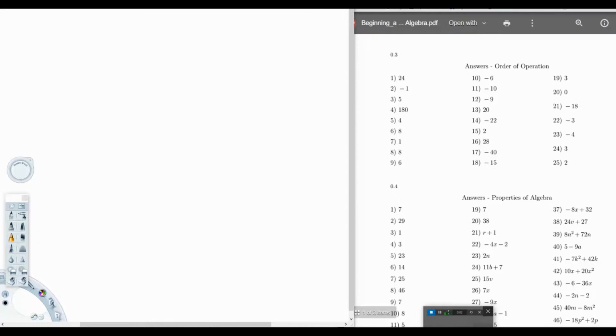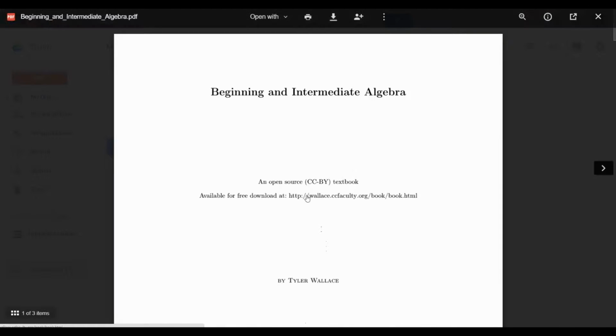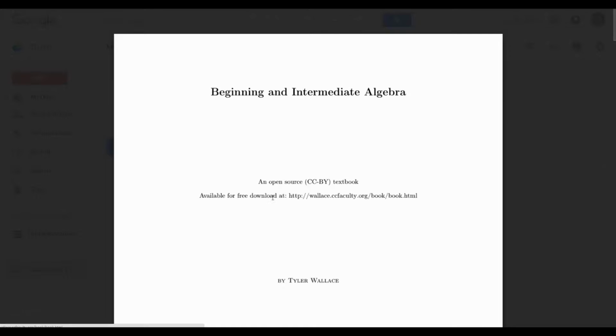Okay, so this is the third chapter. This is the book that I am using. It's available for free download here at this web address. Also, I am using the Humongous Book of Algebra Problems, available on Amazon. I got permission to use their text. I'm not going to be showing their text. I'm going to be mostly using their examples in my explanations.